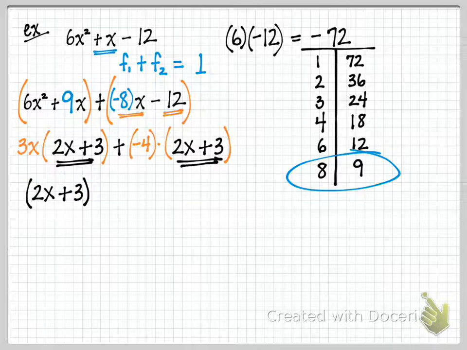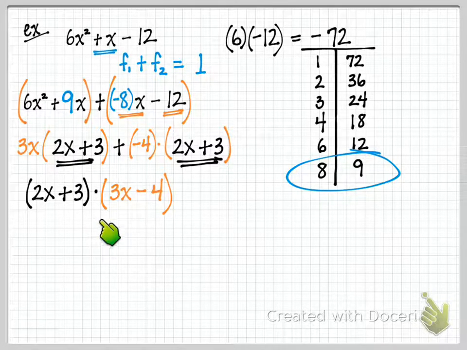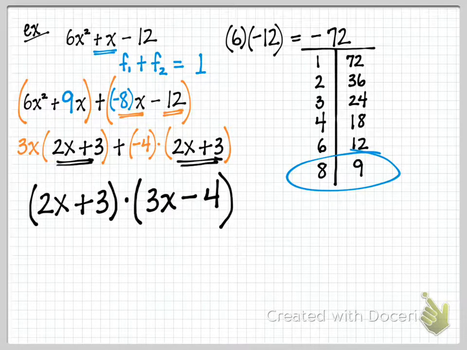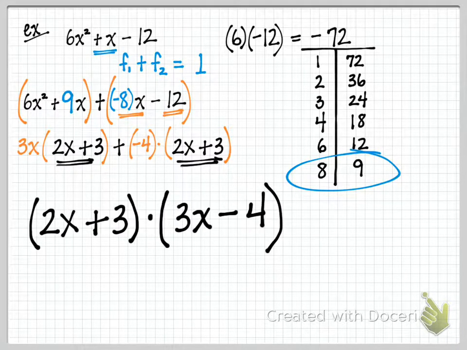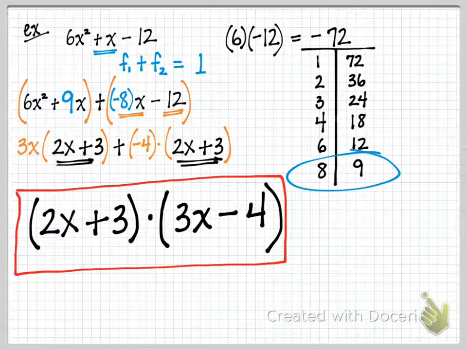So I factor that out. And what I'm left with is 3x minus 4. And you'll notice that since this is a product of two groups, I have indeed factored the polynomial. And the answer is 2x plus 3 times the quantity 3x minus 4. So we've factored it. Let's look at our next problem.